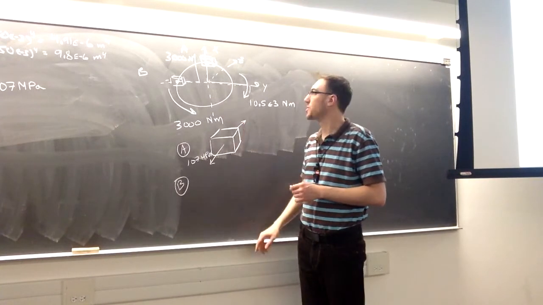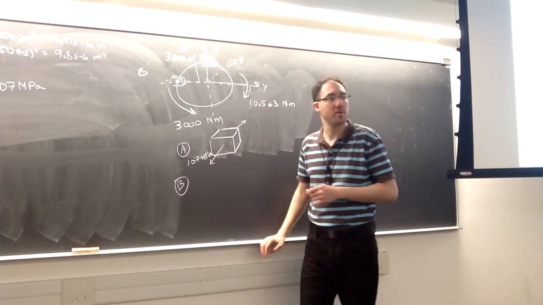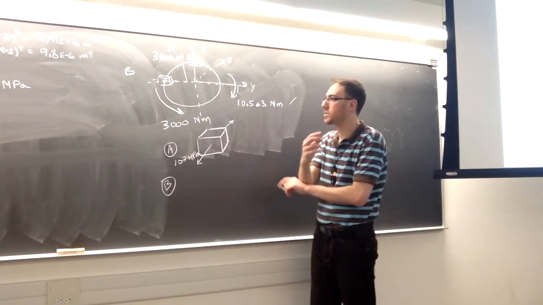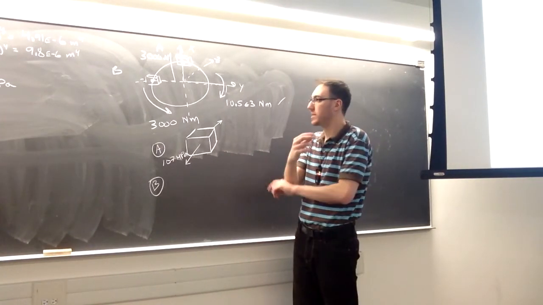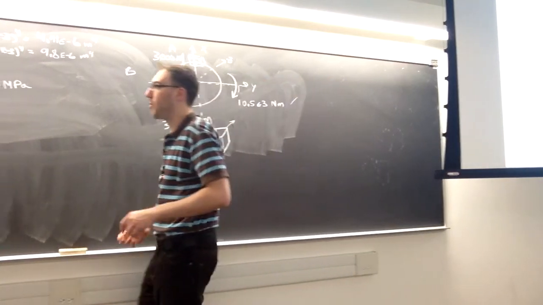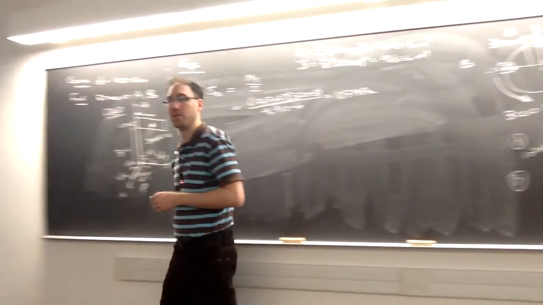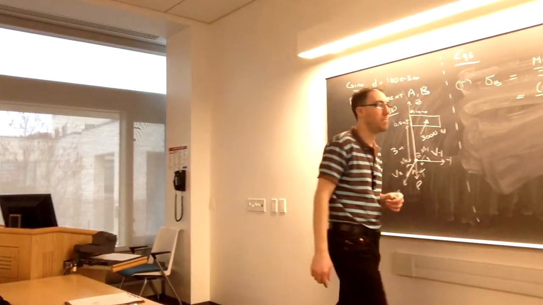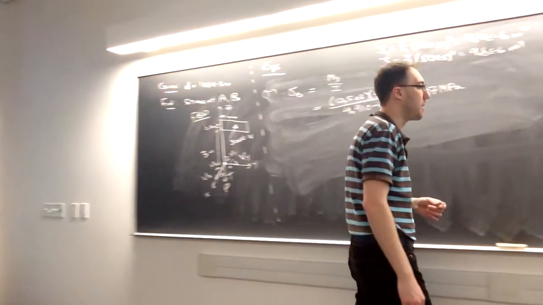Questions on the bending stress caused by the moment around the y-axis? We have the torsion, the 3,000 Newton meters, which will cause a shear stress on these faces. Which of these points will be affected by the torsion? We'll have a stress induced because of the torsion. Right, both A and B will be affected by this.